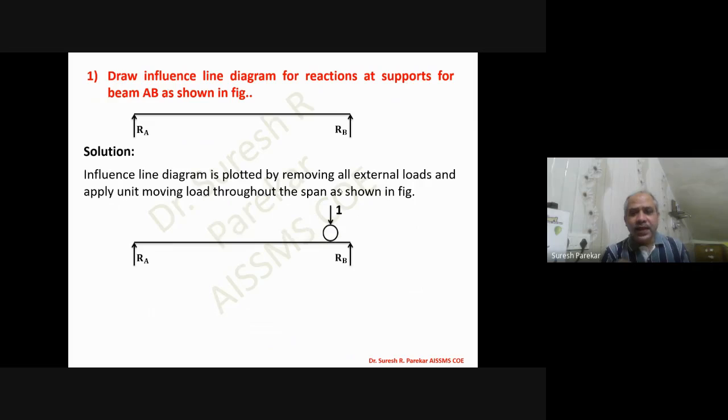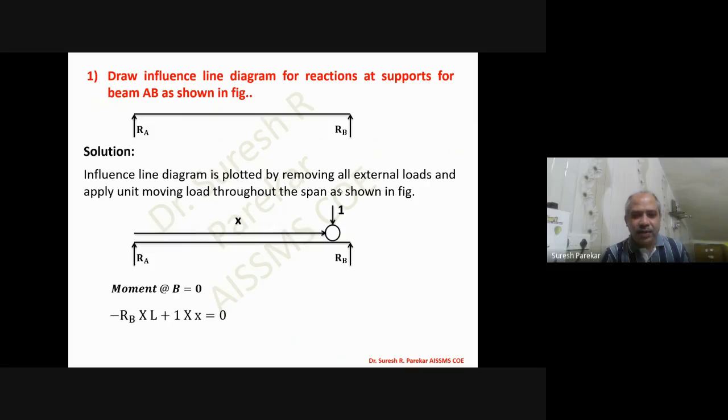You can see we have this unit load, and we have to move it throughout this span, so the value of x varies. Now, how will we go about this? Simple, with equilibrium equations. We will find the values of RA and RB in terms of x, and then we will substitute the value of x at different points. By that, we are going to plot all the values of RA and all the values of RB, and then we will connect these values. That will give us the influence line for reactions.